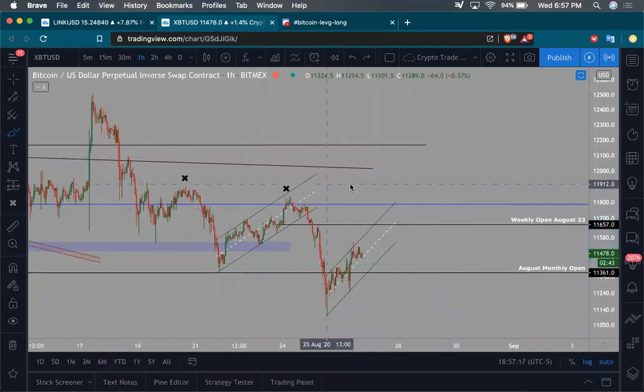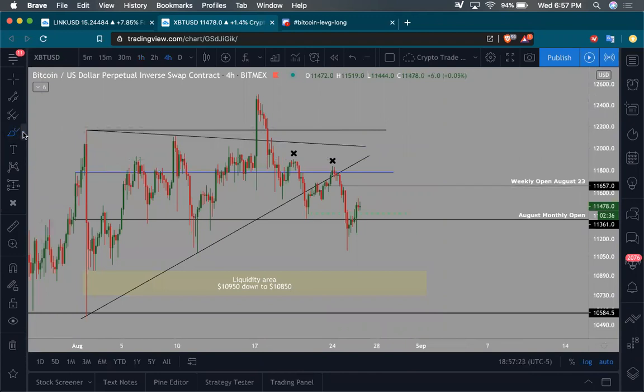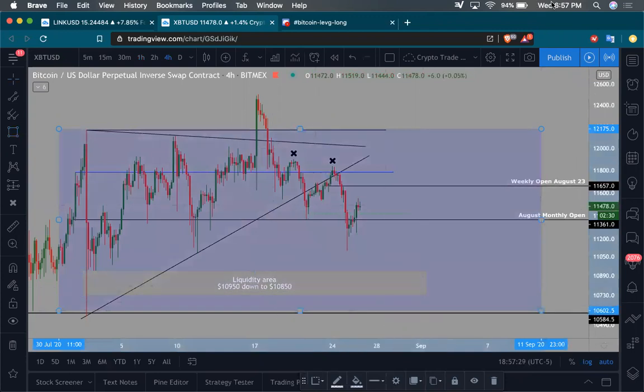But I don't see any reason to be bearish at the present moment. I still hold the opinion that this area is probably going to be a range, possibly till the end of the month. It's the 26th of August, and we have four or five more days left in the month.